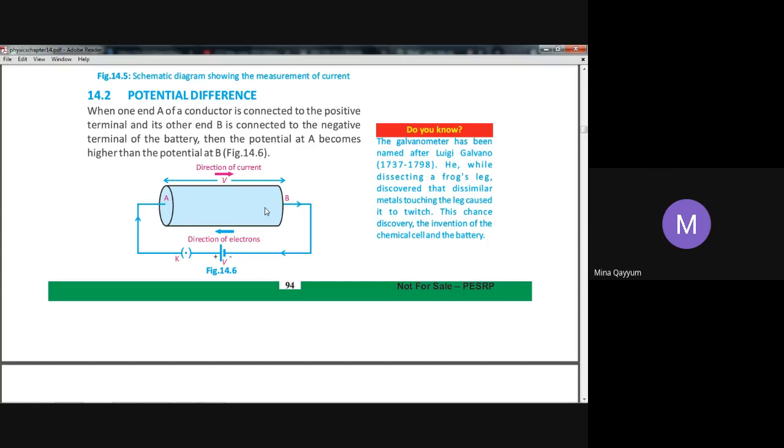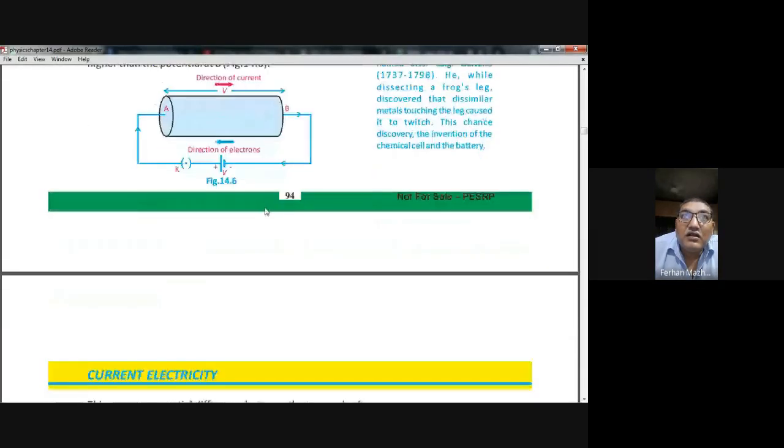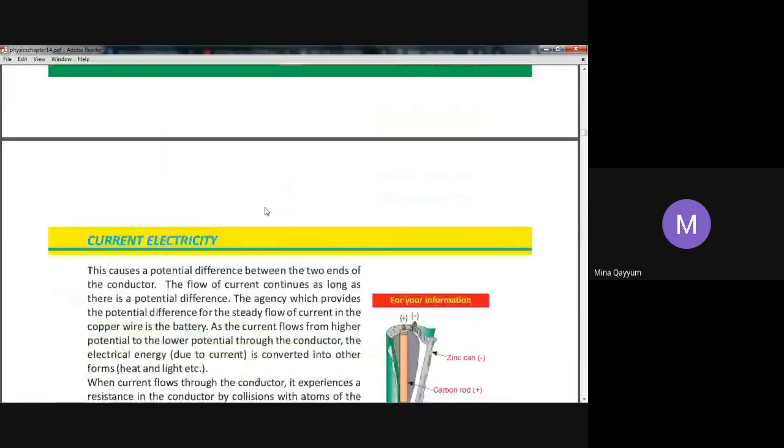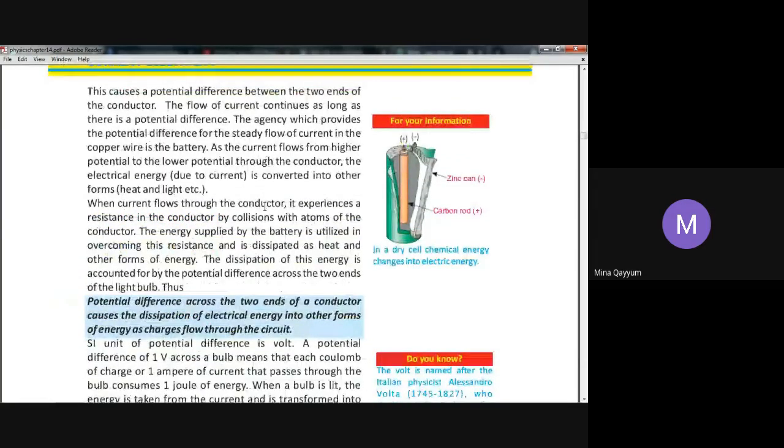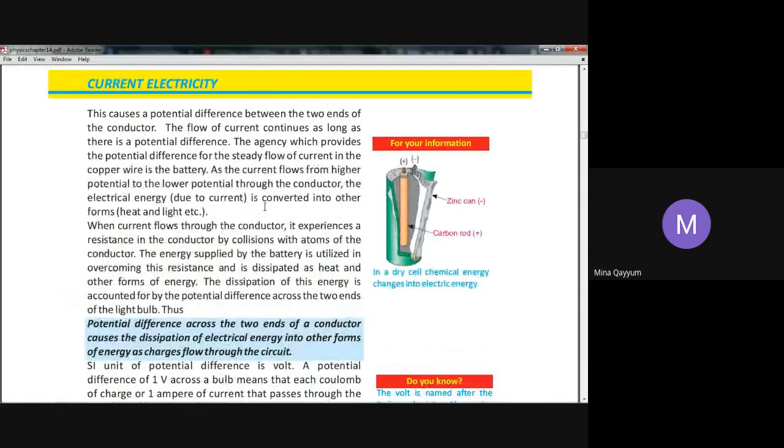Sir, amount of energy converted per unit charge. Yes. It is the amount of energy converted from electric energy to other forms of energy when unit charge flows through a resistor. What's the mathematical formula? Sir, it's amount of energy converted divided by the unit charge. Divided by charge. Sorry, charge.